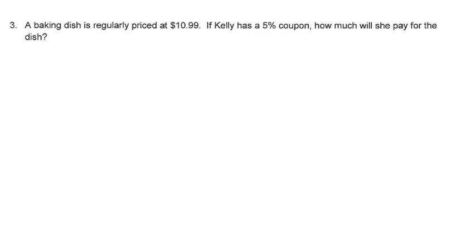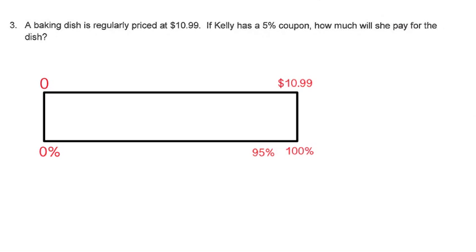Number 3. A baking dish is regularly priced at $10.99. If Kelly has a 5% coupon, how much will she pay for the dish? So what you have to do here, you have to set up your tape diagram. 0%, 100% is $10.99, so she's going to pay for 95% of the cost.